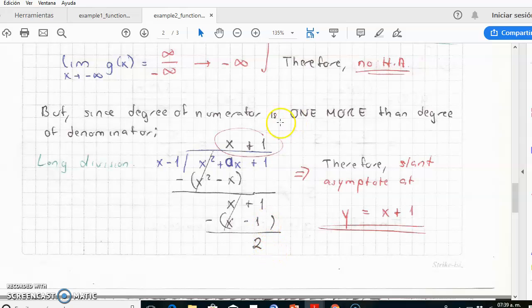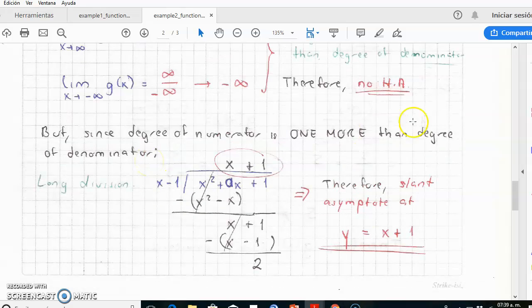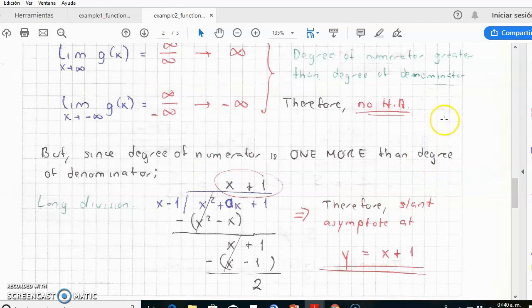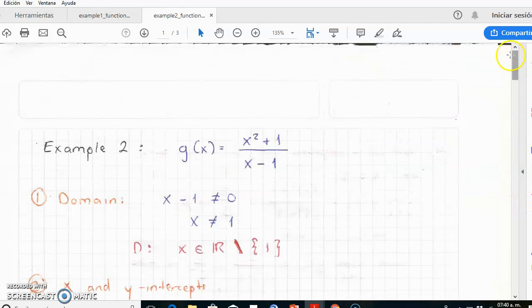2. But for the entire division, the only thing that matters for the slant asymptote is the quotient, the answer. So the slant asymptote is going to be that quotient, which is going to be a line, y equals x plus 1. That is the slant asymptote. And that will be for any kind of function where you have a slant. And remember, the condition for you to have a slant is that there is no horizontal asymptote and the degree of the numerator is just one more than the degree of the denominator. If it's more than that, then no, there's no slant. It's another thing.